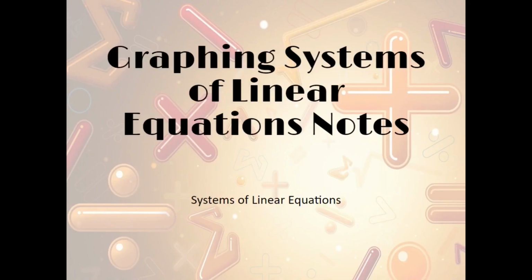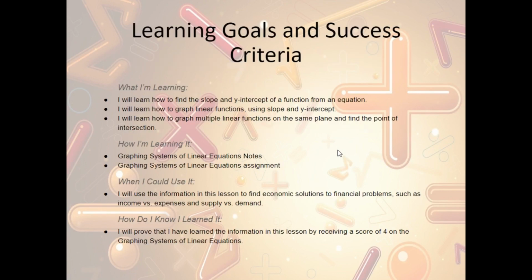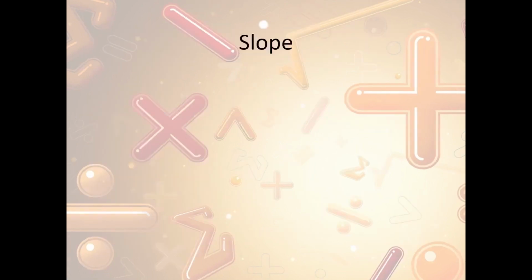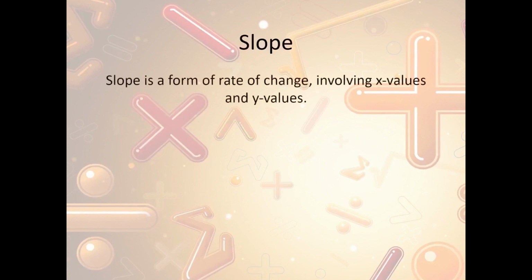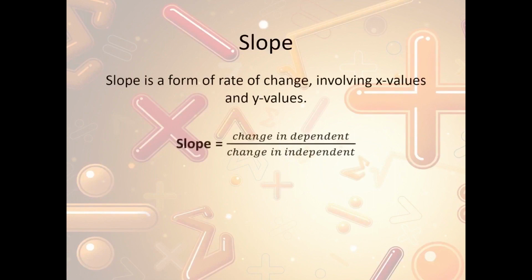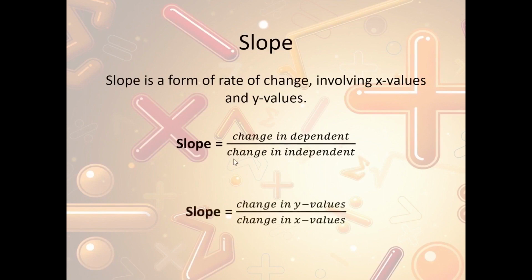Let's take a look now at the Graphing Systems of Linear Equations notes. The notes begin with the learning goals and success criteria. Now let's talk about slope. What is slope? Slope is a rate of change involving x values and y values. Slope is known as the change in the dependent variable over the change in the independent variable. Now what does that really mean? That really means that slope is the change in the y values over the change in the x values. So it's always y over x.